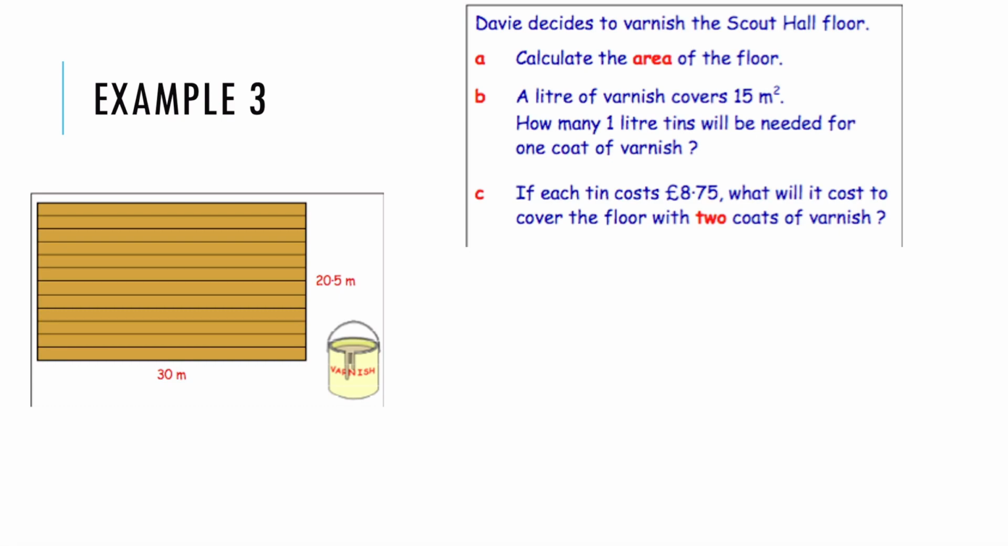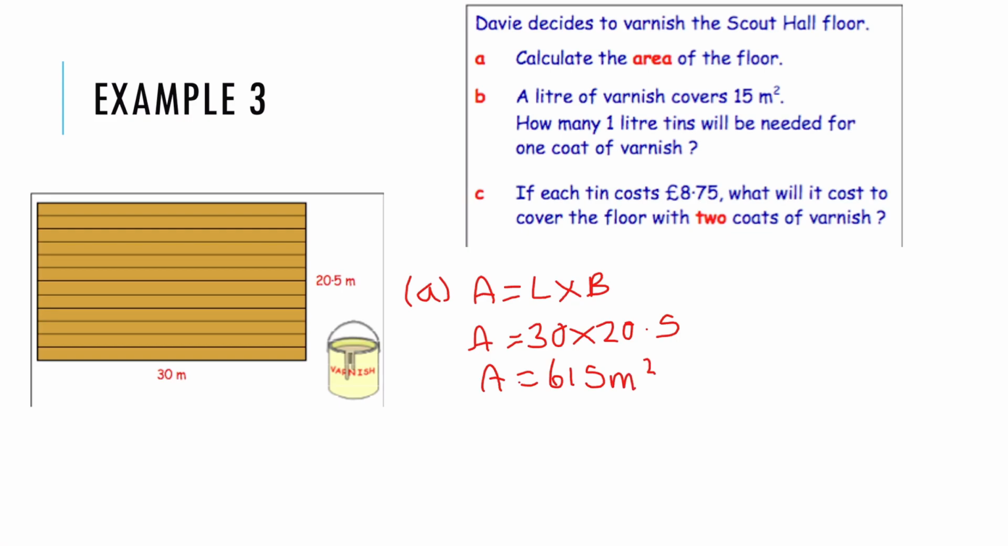Okay, so in this example here, it's the same, it's the area of a rectangle, but it's problem solving as well. So David decides to varnish the Scout Hall floor, calculate the area of the floor. So it's a rectangle, so let's start by doing that. A equals L times B. A equals 30 times 20.5. And A equals 615 metres squared.